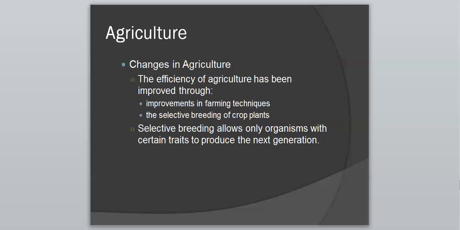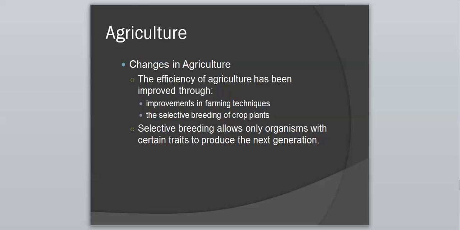Now, some changes in agriculture over the years. The efficiency of agriculture has been improved through improvements in farming techniques. Now we have irrigation systems that help us keep our plants watered when we don't have rain. We have fertilizers, pesticides, fungicides, and a variety of different things. We have better equipment to help us plant the seeds. And another important thing is the selective breeding of crop plants. That means we choose which plants we want to breed, which ones will pass on certain traits.